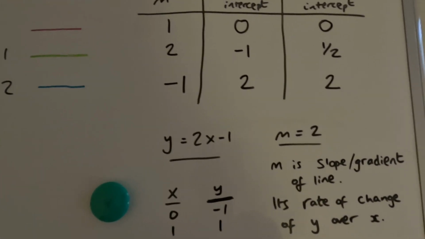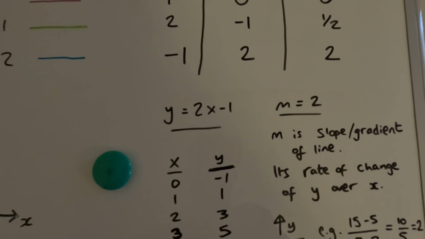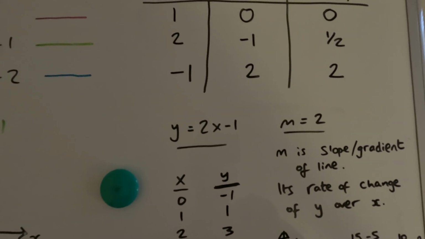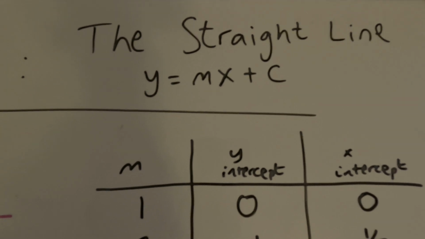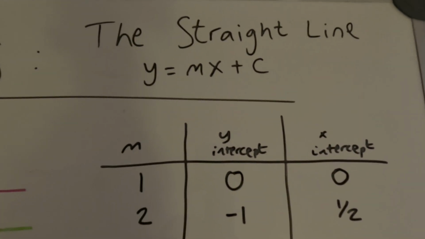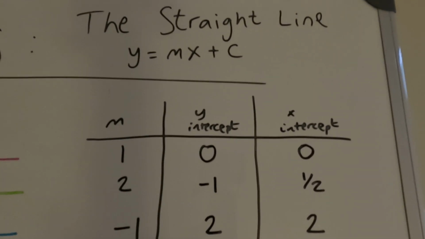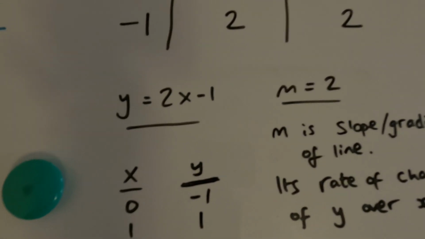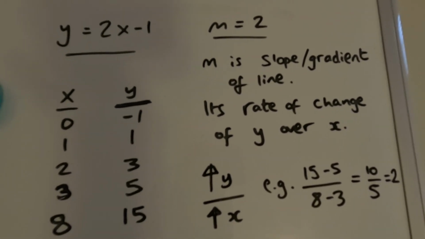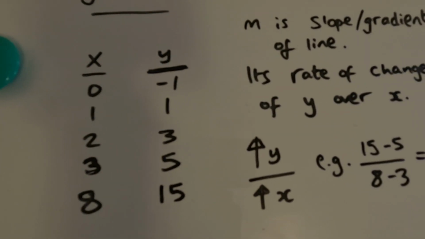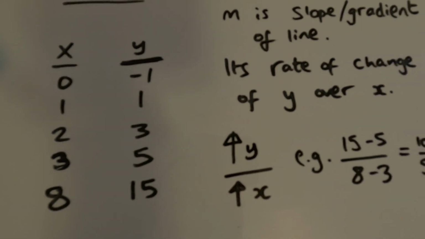Now, what I want to get on to, which is very important, is this parameter called m in the general equation. Now, m here represents the slope or the gradient of the line. And it's the rate of change of y over x. So it's the increase in y over the increase in x.